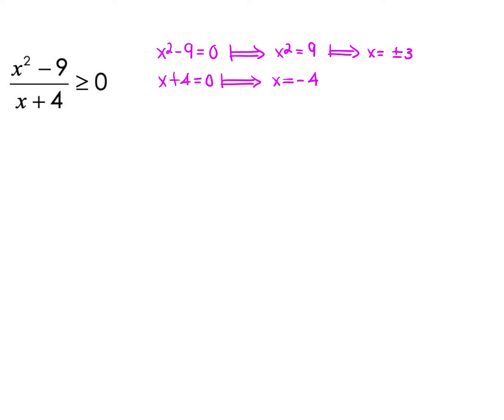So I'm going to choose -5, -3.5, 0, and 4. And at this point, you get the idea. You can plug them into the calculator to figure out whether they'll be positive or negative. So at -5, we're going to be less than 0. At -3.5, we're going to be greater than 0. At 0, we're going to be, again, less than 0. And then at 4, we're going to be greater than 0.